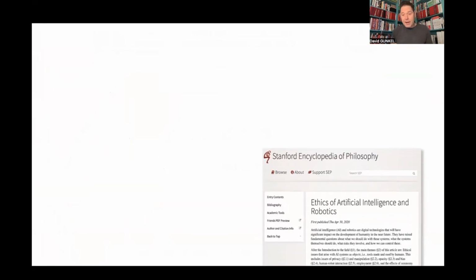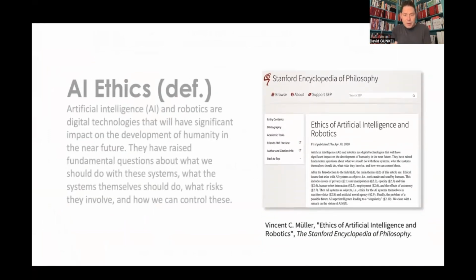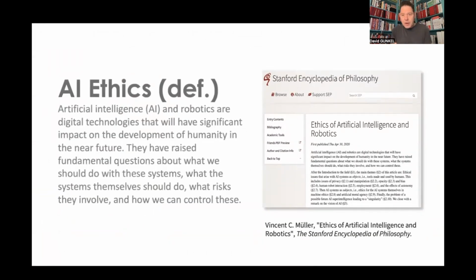So, what is AI ethics? We can get a definition by looking to your standard encyclopedia of philosophy, the Stanford Encyclopedia of Philosophy in this case. And here's how AI ethics is defined. Artificial intelligence and robotics are digital technologies that will have significant impact on the development of humanity in the near future. They have raised fundamental questions about what we should do with these systems, what these systems themselves should do, what risks they involve, and how we can control these.